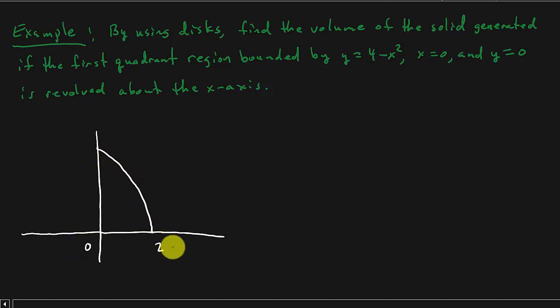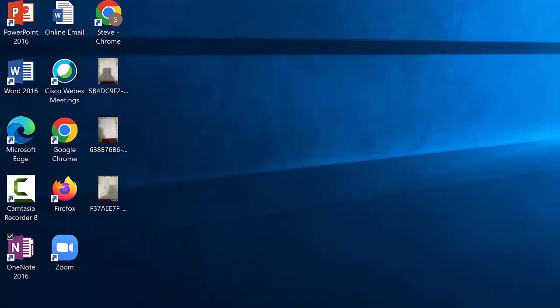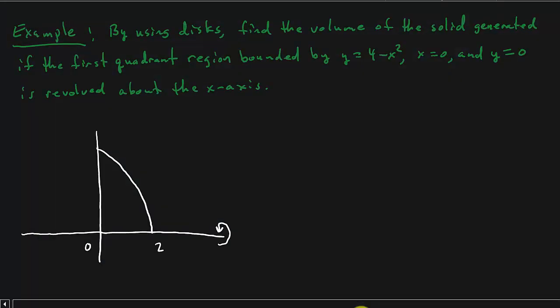We know this is 0, this is 2. We're revolving about the x-axis. And we're using disk method, okay? So that means that I'm drawing my rectangle perpendicular to the axis I'm revolving it about, because I'm using disk method, right? And so that thickness is dx, okay? The thickness is dx.